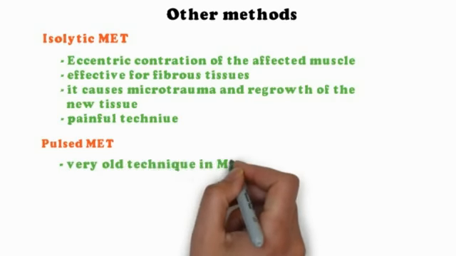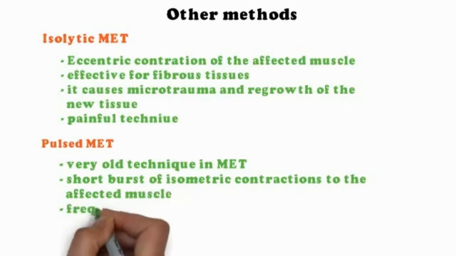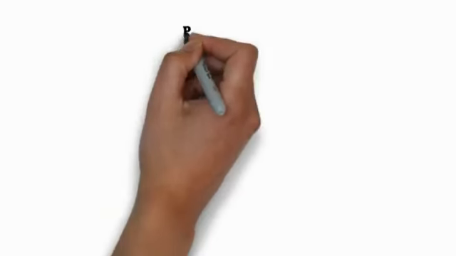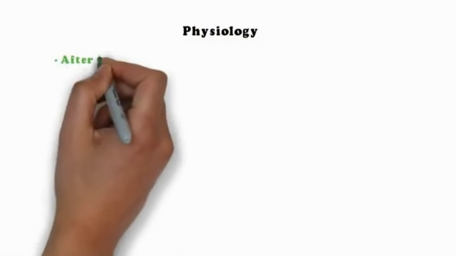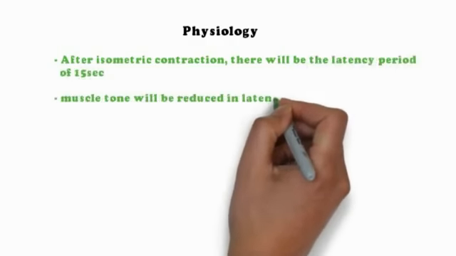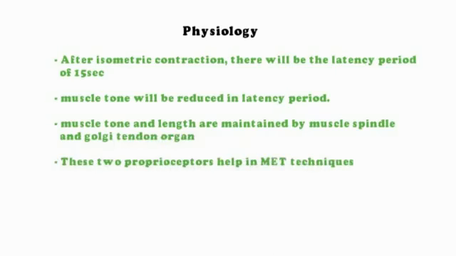The pulsed muscle energy technique is a very old muscle energy technique where a short burst of isometric contraction to the affected muscle is done with a frequency of 1 contraction per second for 10 seconds. As the physiology indicates, after isometric contraction there will be a latency period of 15 seconds where the muscle tone will be reduced, and the muscle tone and length are maintained by the muscle spindle and Golgi tendon organ. These two proprioceptors help in muscle energy techniques.